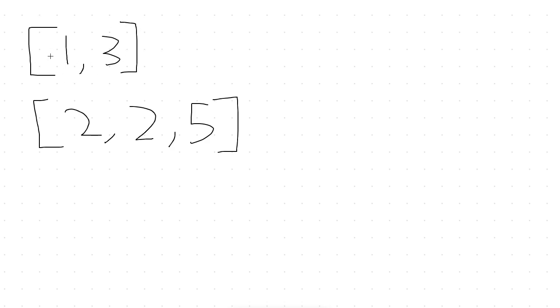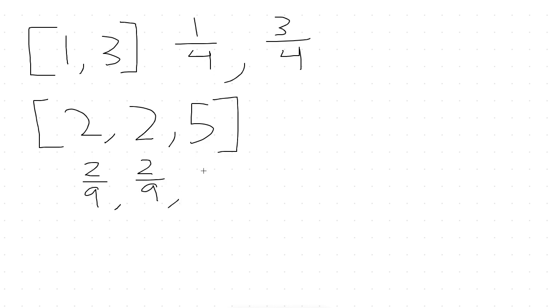If we look at the first example, 1, 3, the total is 1 plus 3, which is 4. So the chance of picking the first element is going to be 1 over 4. The chance of picking the second element is going to be 3 over 4. Similarly, if we have 2, 2, 5 as the input, the total is 2 plus 2 plus 5, which is 9. So the chance of picking the first element is 2 over 9, the second element is the same, 2 over 9, and then the third element is going to be 5 over 9. So that's all the input is telling us.